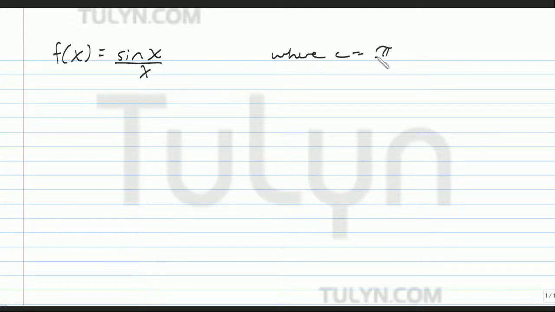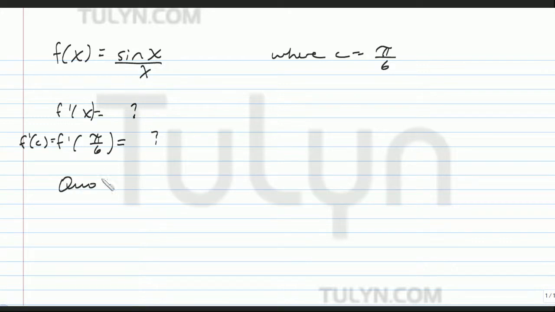Find the derivative of f of x equals sine x divided by x, where c is equal to pi over 6. So you have to find two things, f prime of x and f prime of c, where c is equal to pi over 6. So let's go ahead and find the derivative of sine x divided by x.